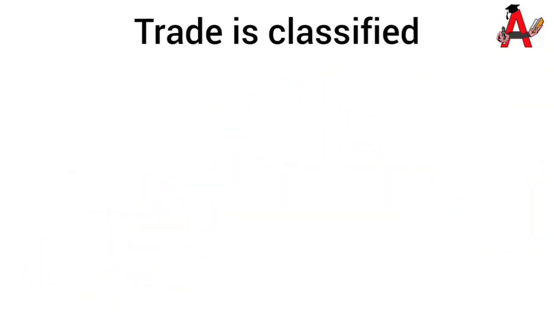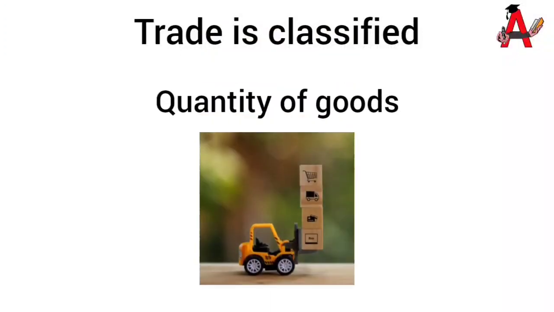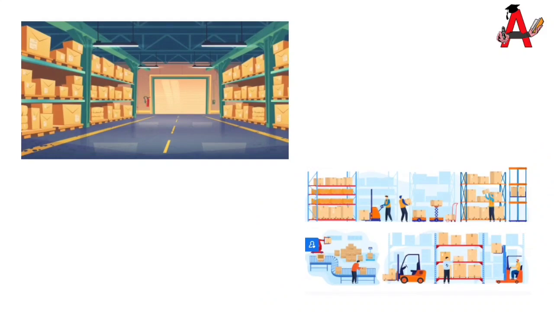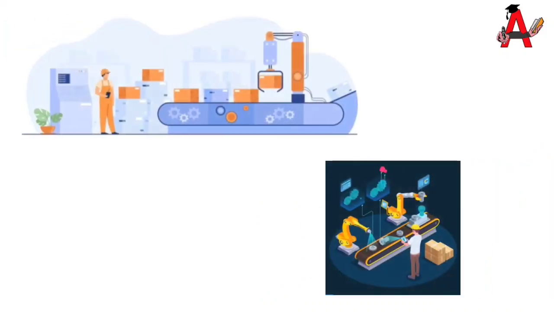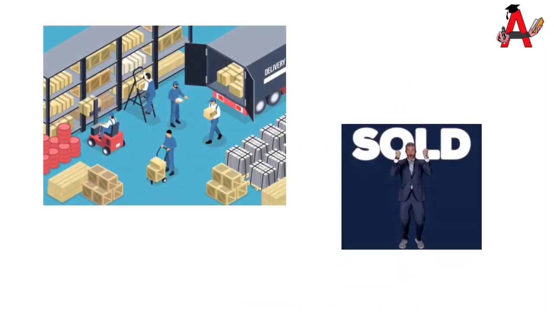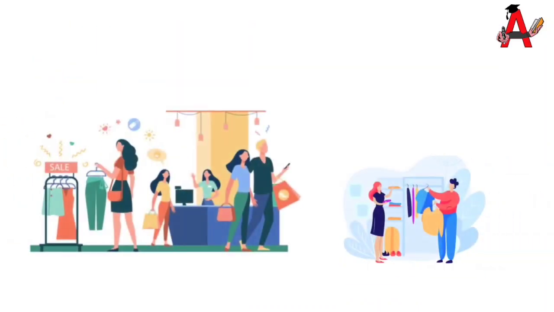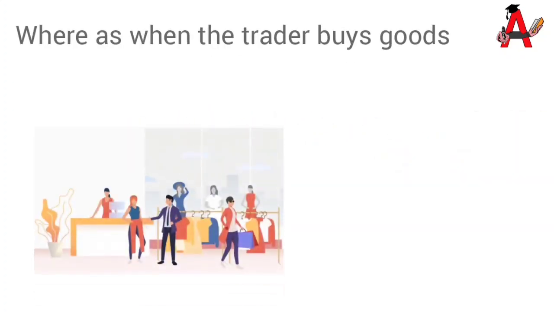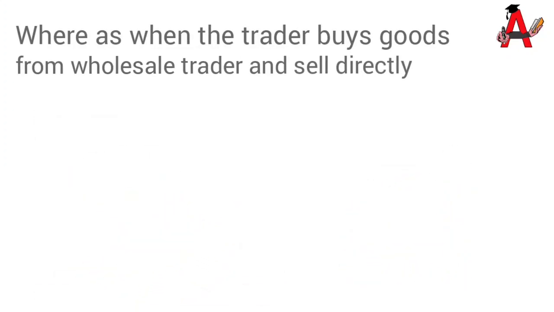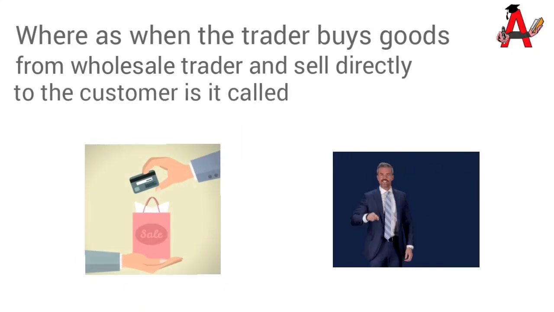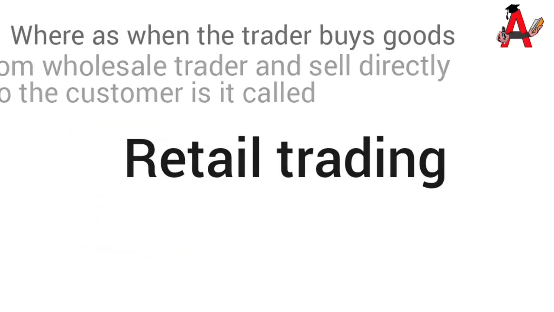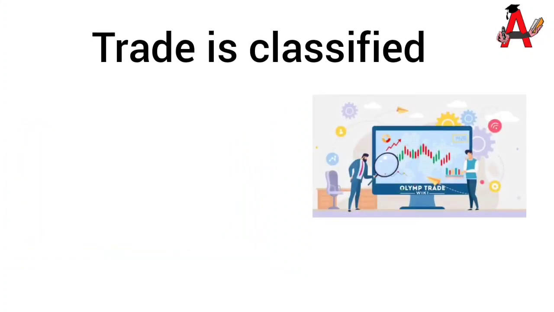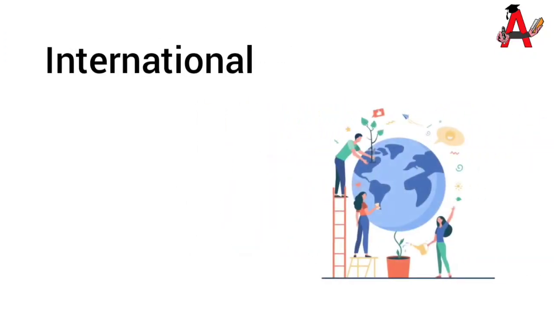Trade is classified on the basis of the quantity of goods into wholesale and retail trade. When traders buy commodities on a large scale directly from the producer, and the commodities are sold on a large scale to the retail traders, this is called wholesale trading. Whereas when the trader buys goods from wholesale traders and sells directly to the customers, then it is known as retail trading.